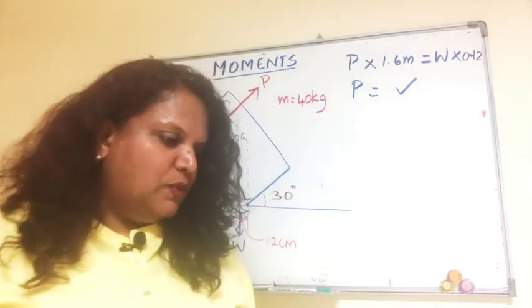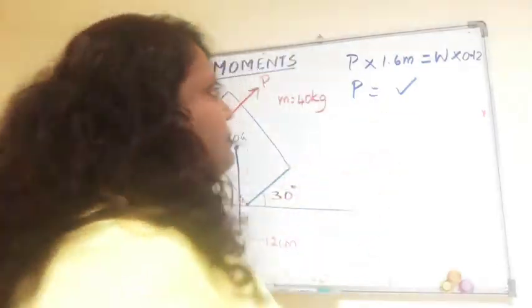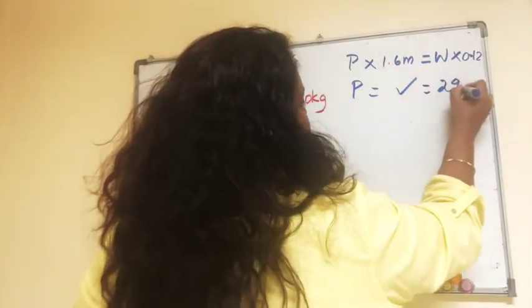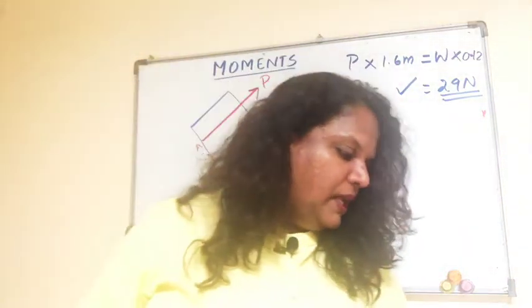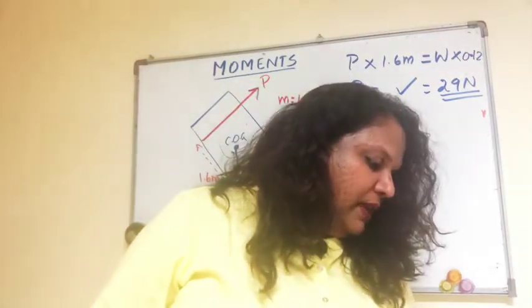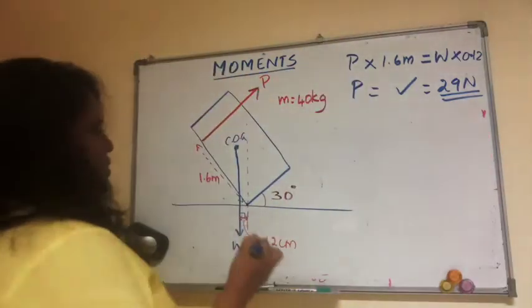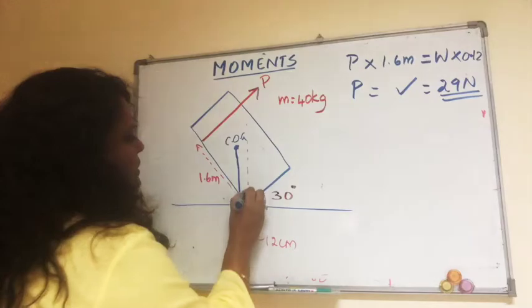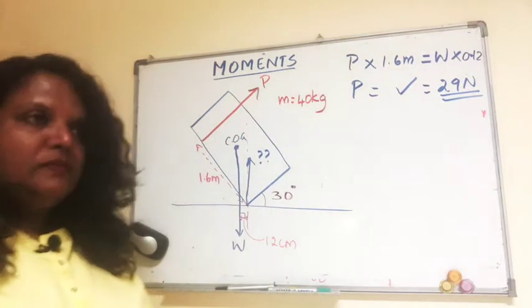There was one more question which was asked. Now if you want, you can try this out and check the value. You should be getting 29 newtons. Alright. Now for part B, they had asked you to determine the value of the upward force N of the floor on the corner of the base, which is like the reaction force from here. What is this force equal to?